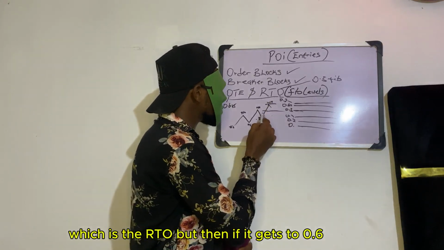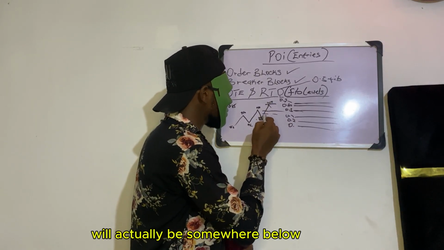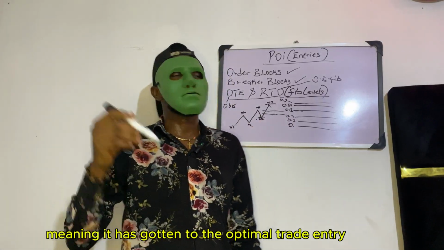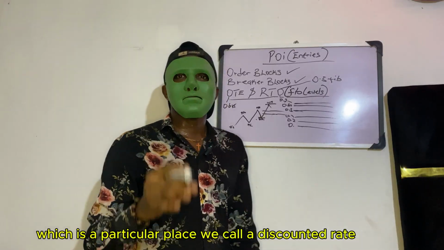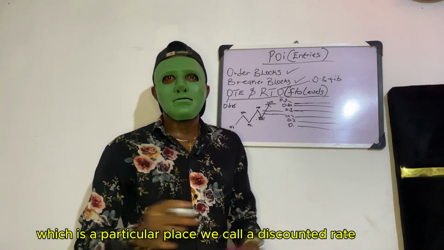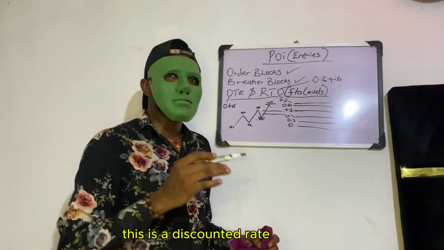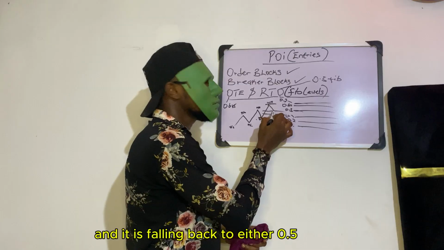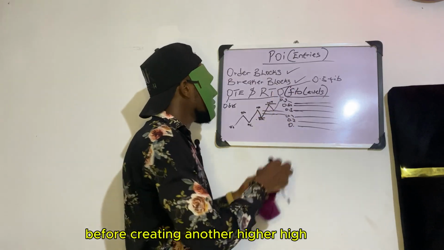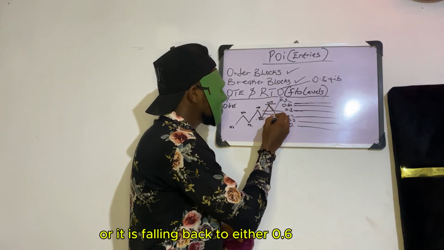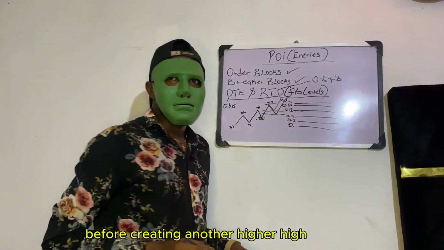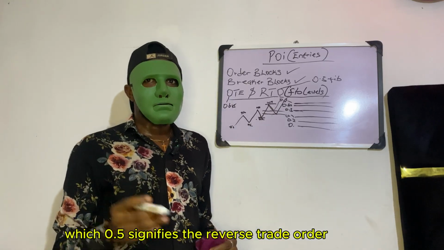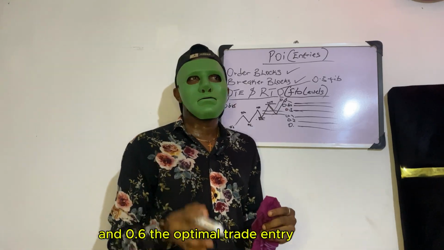But then if it gets to 0.6, it will actually be somewhere below. If it actually gets to 0.6, meaning it has gotten to the optimal trade entry, which is a particular place we call a discounted rate. This is a discounted rate. It has gotten to its discounted rate, and it is falling back to either 0.5 or 0.6 before creating another higher high, where 0.5 signifies the reverse trade order and 0.6 the optimal trade entry.